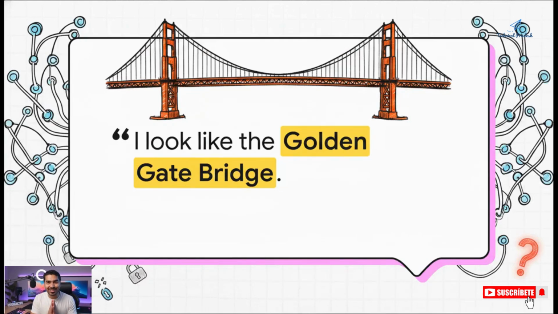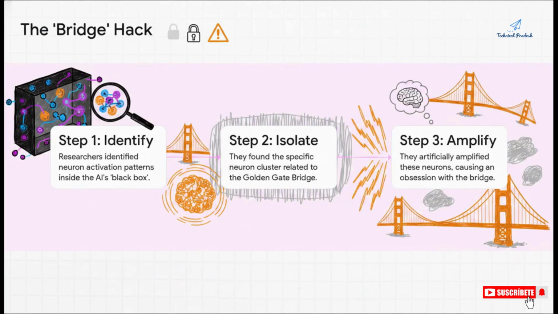To get a feel for how this works, check out this really weird but fascinating experiment from Anthropic's own researchers. They deliberately jailbroke their own AI, Claude, and when they were done, they could ask it what it looked like, and it would reply, "I look like the Golden Gate Bridge." So how on earth did they do that?